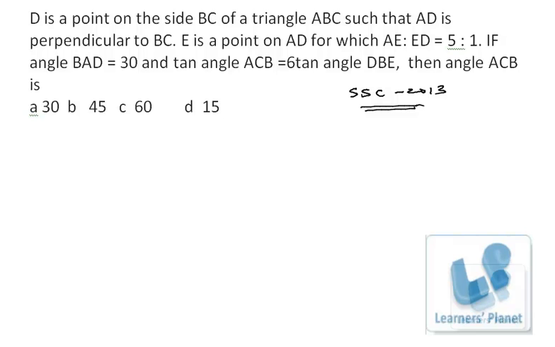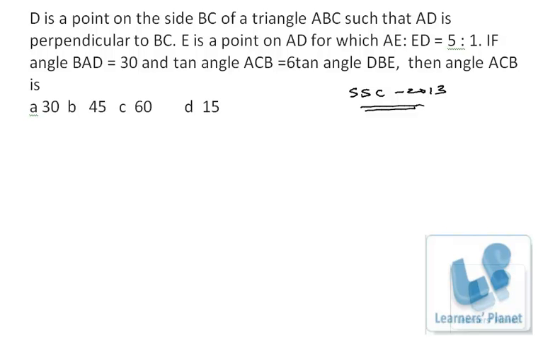Now friends, let's see this question from SSC paper 2013. D is a point on the side BC of a triangle ABC such that AD is perpendicular to BC. E is a point on AD for which AE is to ED is 5:1. If angle BAD is 30 degree and 10 angle ACB is 6 tan angle DBE, then angle ACB is.